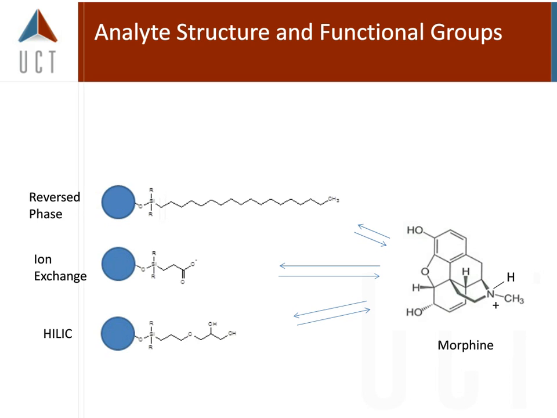In addition, we have to look at ion exchange, which is the electrostatic attraction when we have a molecule, depicted here as morphine. At a particular pH, you would have a charge. So you would choose your phase accordingly.